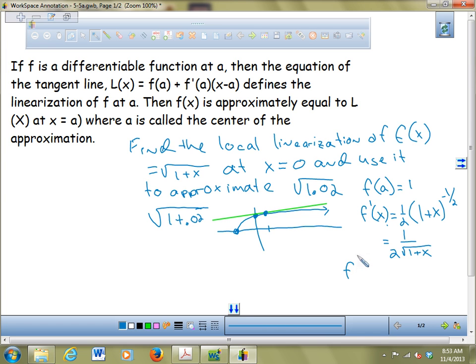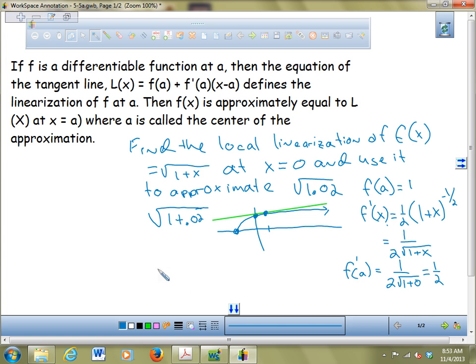So what's f prime of a? If I plug in 0 in there for x, I get out 1/2. So this is the slope of the tangent line. This is the y value at the tangent line, and the x value is just 0. Okay? f of a is 1, but I have to plug in the x value that I'm looking for.